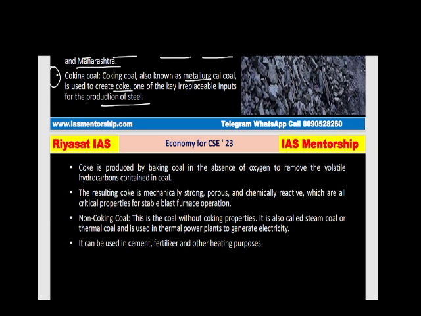When you bake coal in the absence of oxygen, then you are left with the coke, because the volatile hydrocarbons are removed. And the resulting coke, which has been produced by baking the coal in the absence of oxygen, is very strong, porous, chemically reactive, and this has very good properties for a stable blast furnace system. Clear? Now, what is non-coking coal?